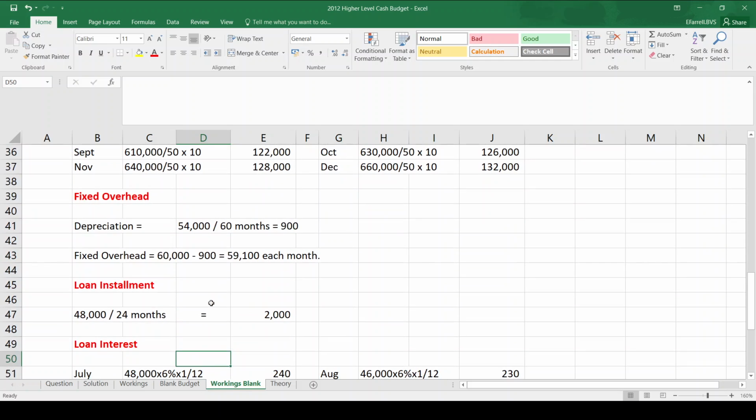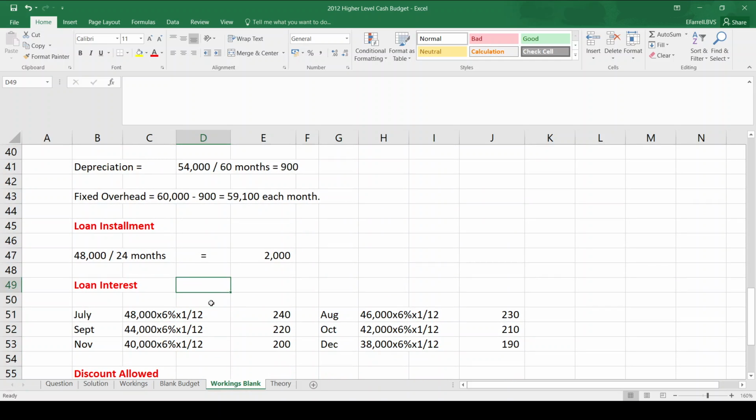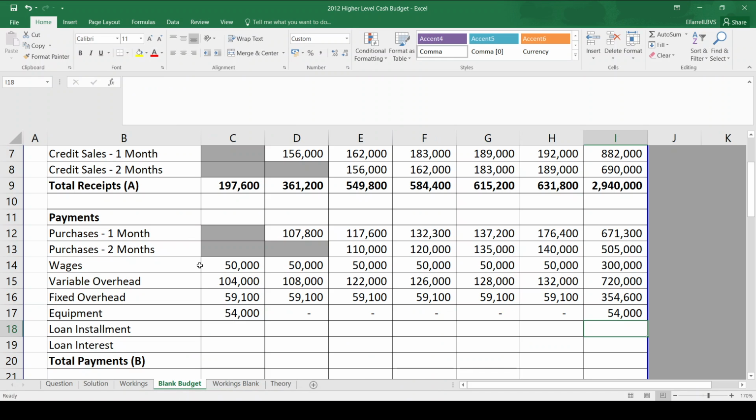The loan installment is straightforward enough. The loan is 48,000. It's paying back over 24 months, which is €2,000 per month, but we don't start paying it back until August. So it'll be nothing in July, 2,000, and so on for the rest of the months, and that comes to 10,000.